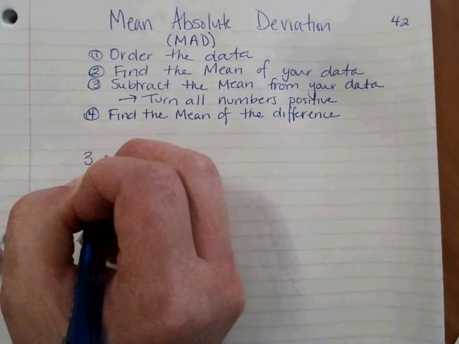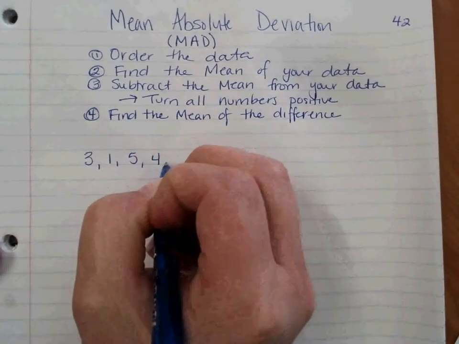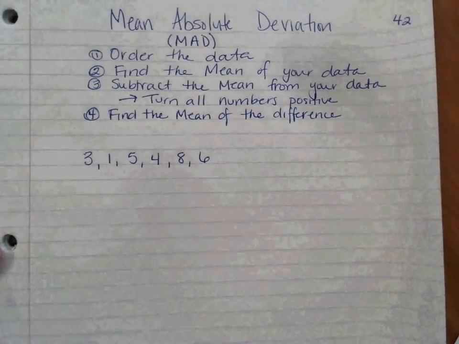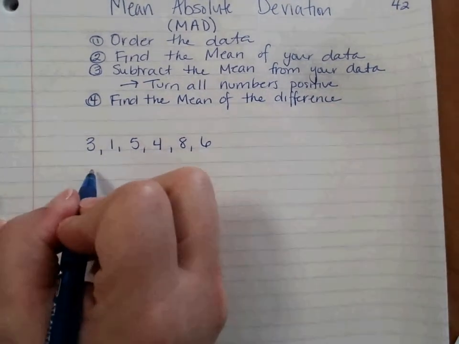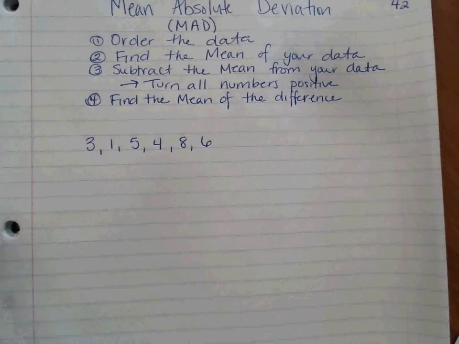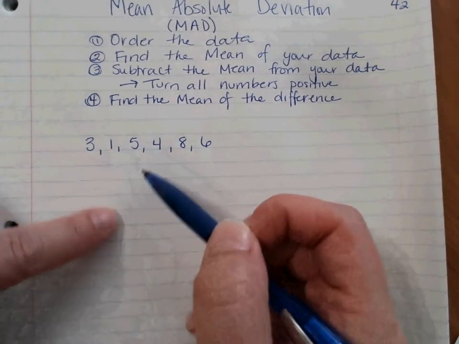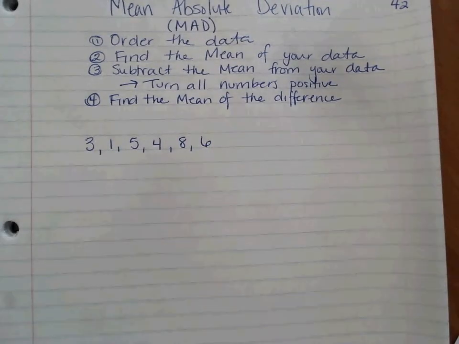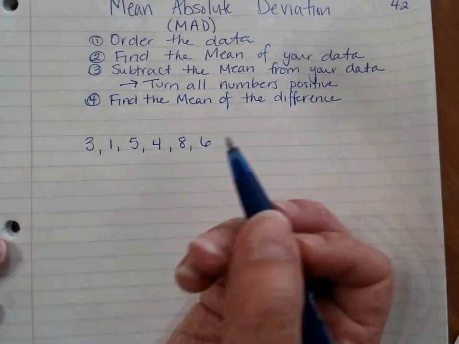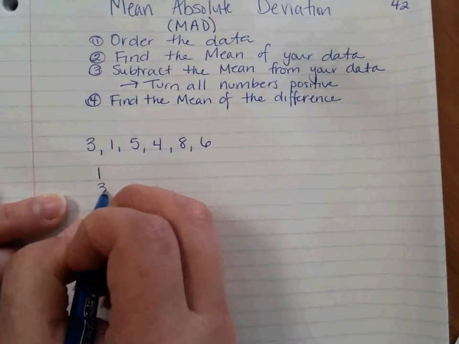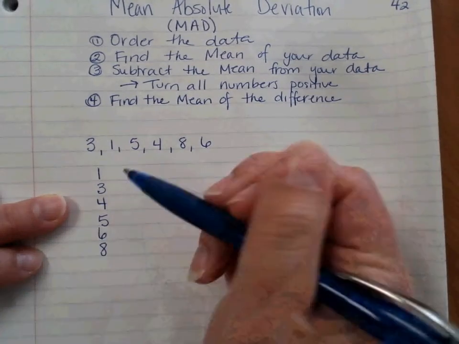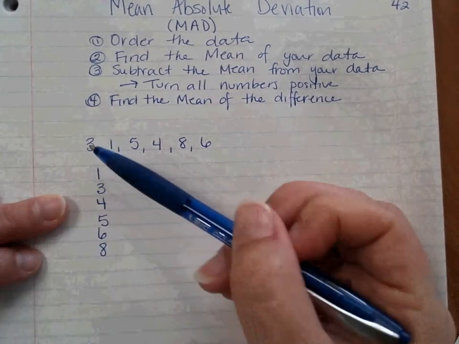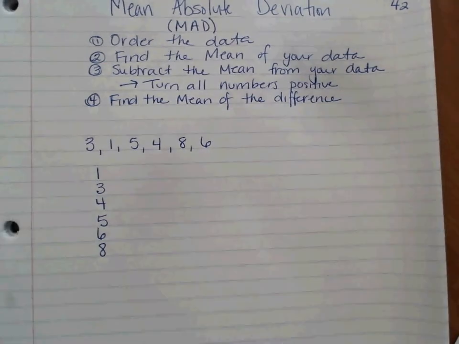So I'm going to give you 3, 1, 5, 4, 8, and 6. First thing I want to do is order them from least to greatest. So I like to set up a chart to help me keep organized. However, you may like to just write it underneath and start subtracting. Up to you, but you're going to see me use a lot of charts. So ordering from least to greatest, I've got 1, 3, 4, 5, 6, and 8. I have 6 numbers.